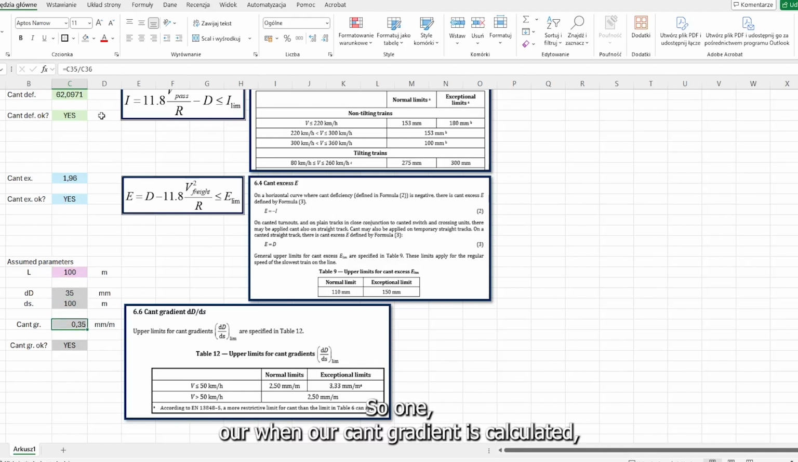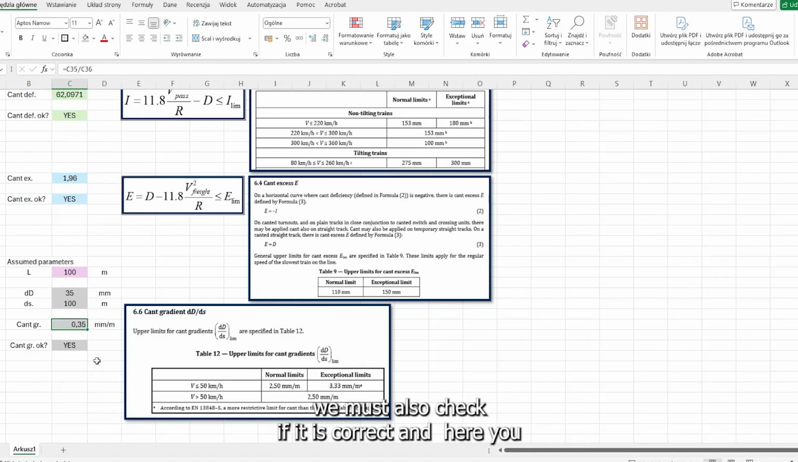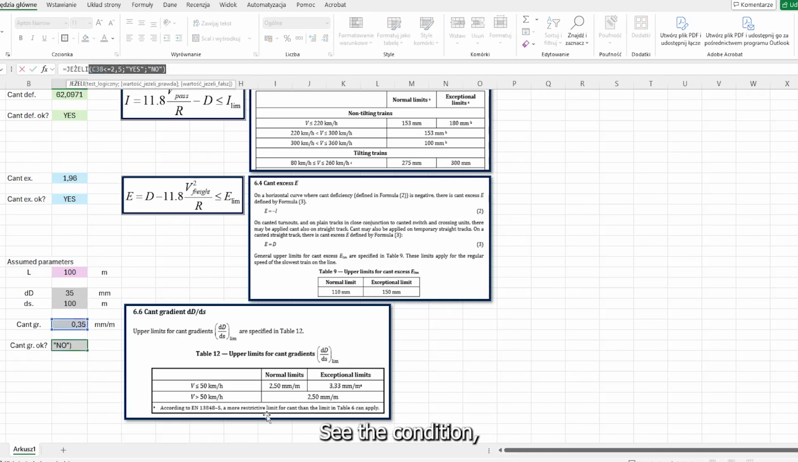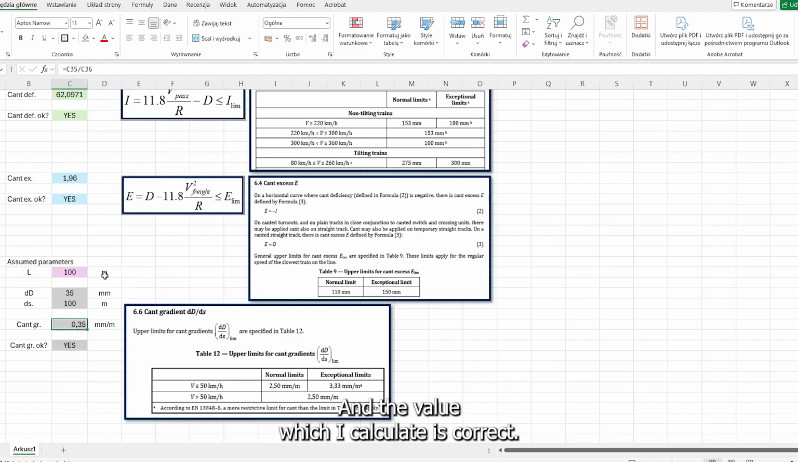So when our gradient is calculated, we must also check if it is correct. Here you see the condition which says if our gradient is correct. The maximum value for our gradient is 2.5 millimeters per meter. And the value which I calculated is correct. So all calculations are done. It's quite simple, I think.